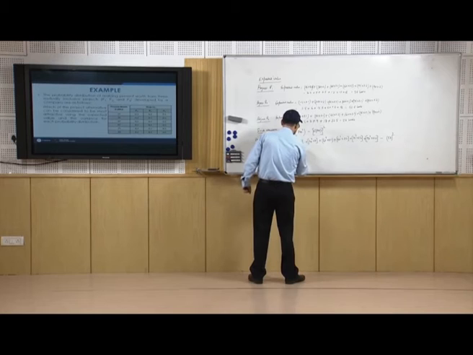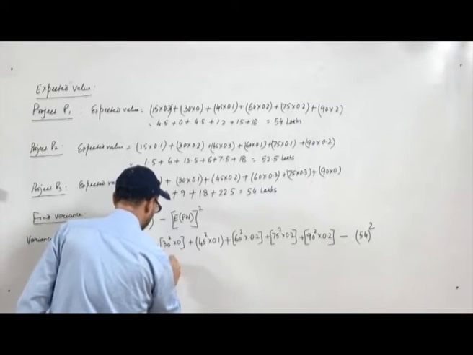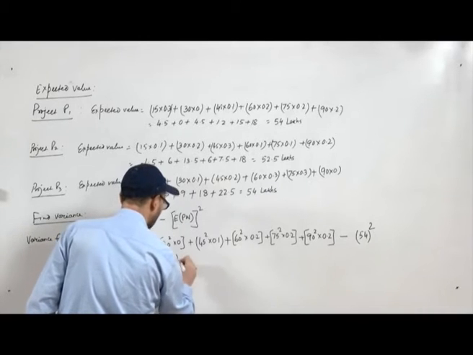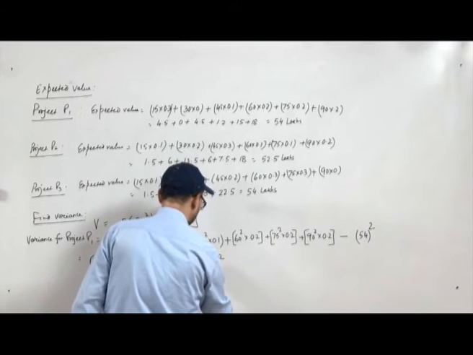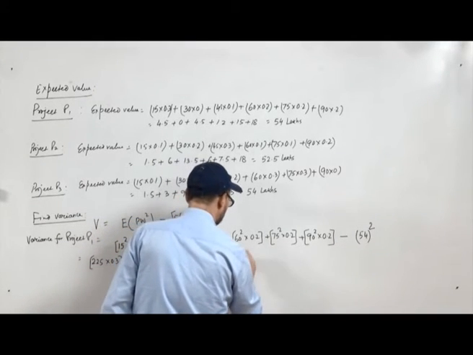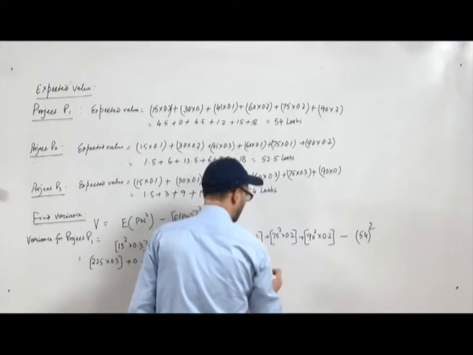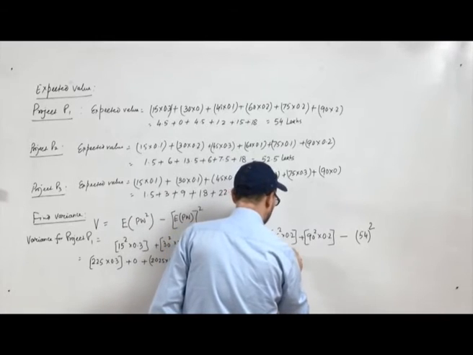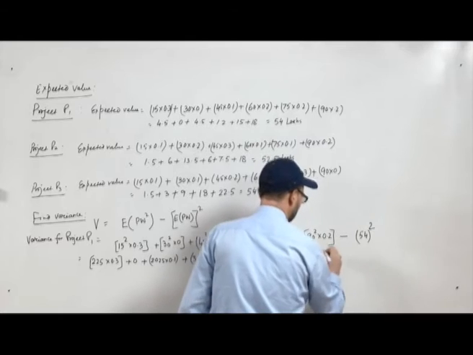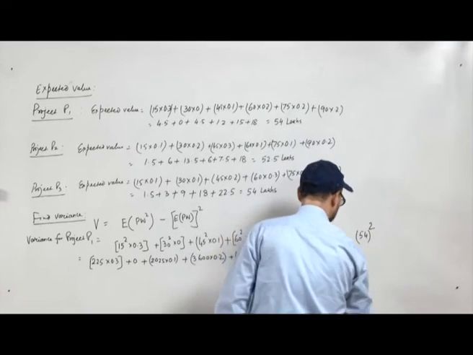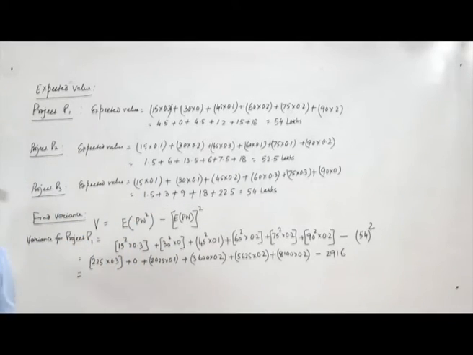So, this is coming as plus 0 plus 2025 into 0.1 plus 3600 into 0.2 plus 5625 into 0.2 plus 8100 into 0.2 minus 2916, and this we can compute using the calculator.